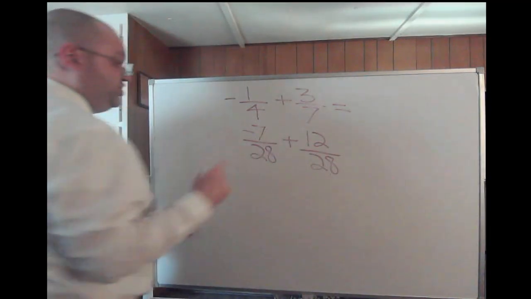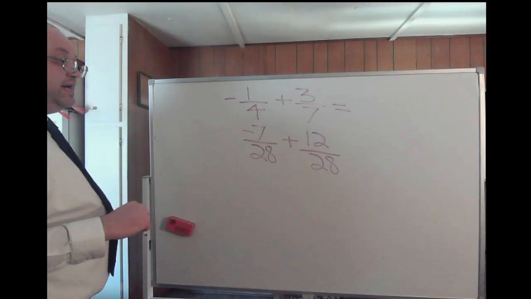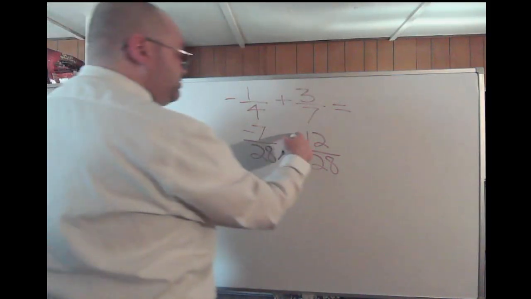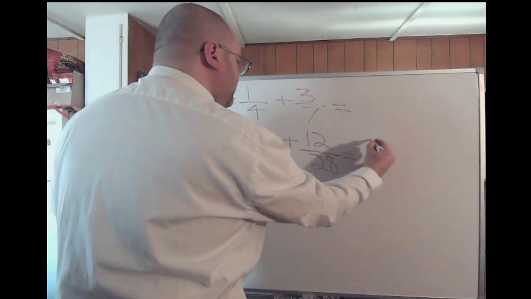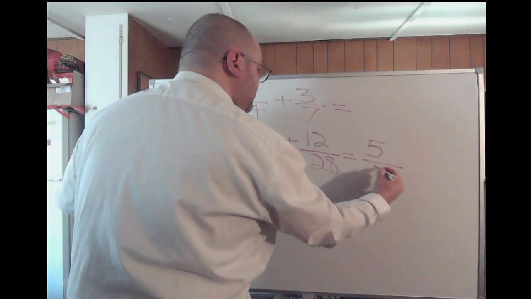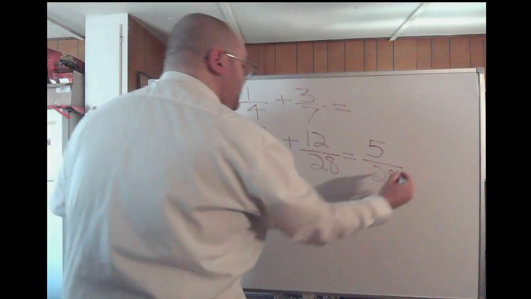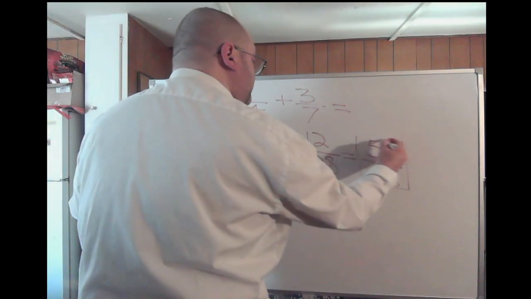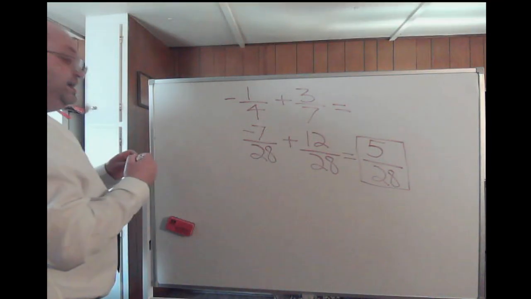Now that you have the same denominator, you can go ahead and add these up. So you have negative 7 plus 12. Well, that'd be positive 5. And your denominator would be 28. And 5/28, well, that happens to cancel no further, so the answer you would get is 5/28.